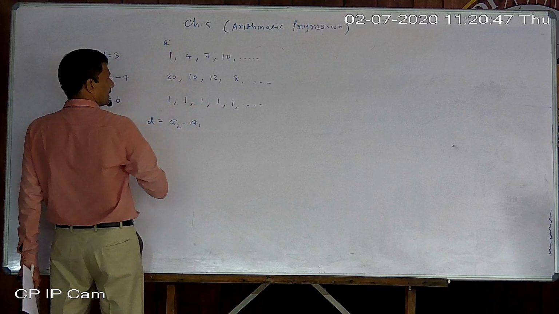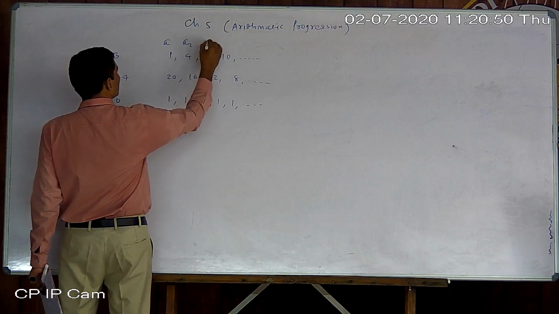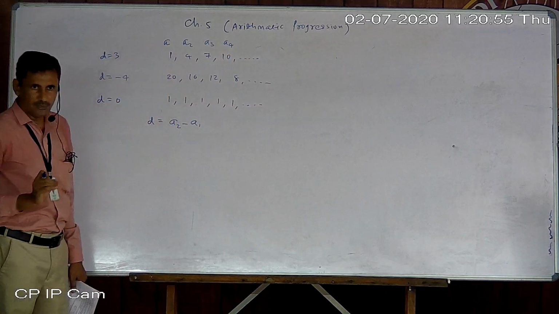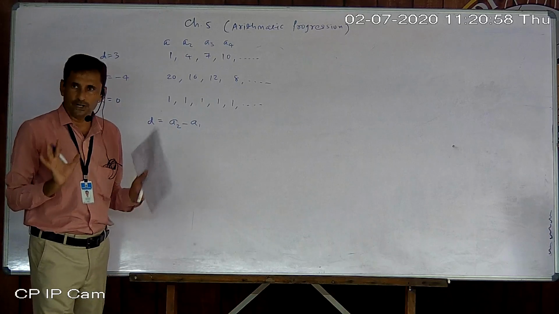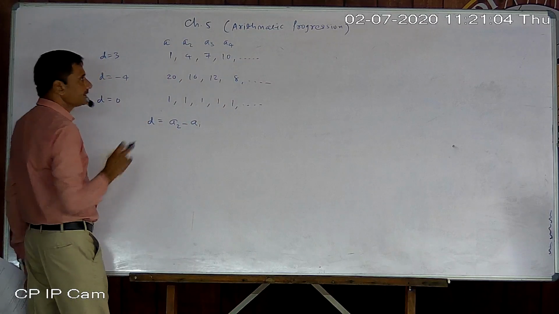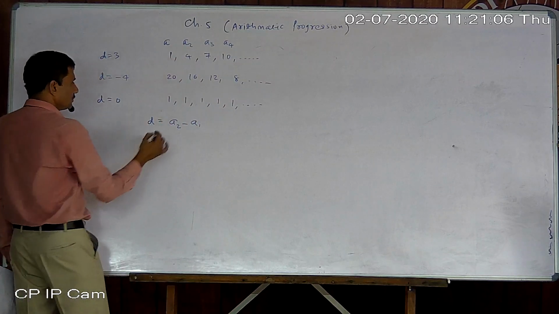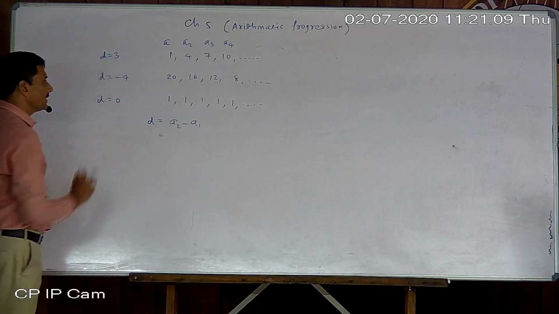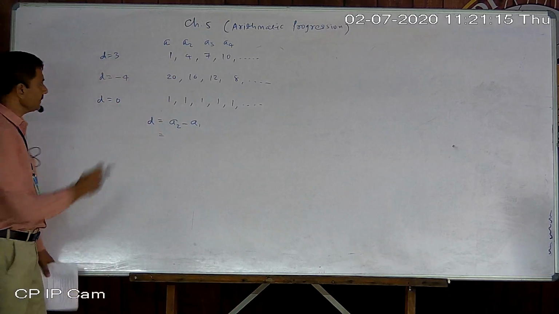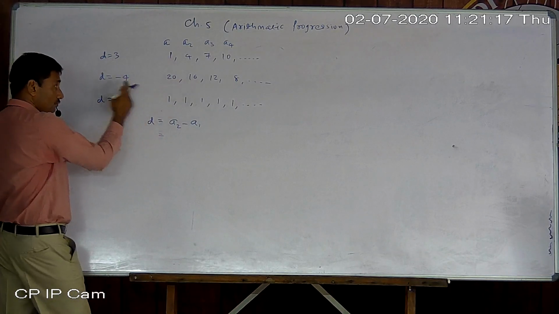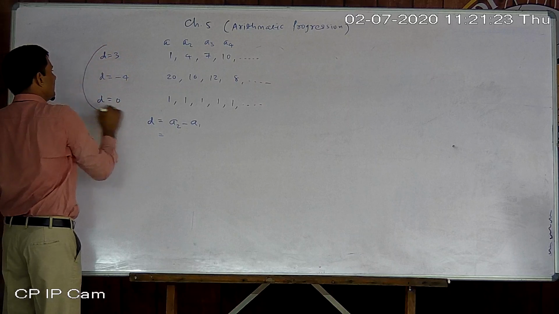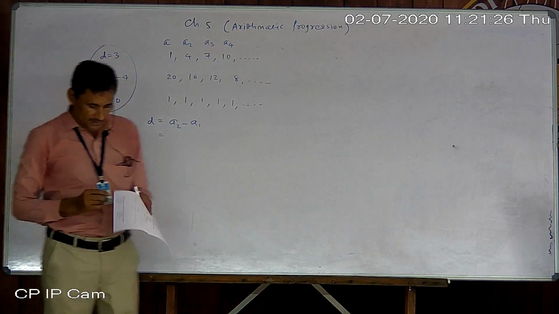The first term is known by A. The second term is A2. The third term is A3. The fourth term is A4. Okay, either A or A1, both are the same here. But mostly the first term is known by A only, not A1. Okay, so A1, A2, A3, A4, and the difference is D. So just find A2 minus A1, that is the D. So 4 minus 1, 3. 16 minus 20, minus 4. 1 minus 1, 0.